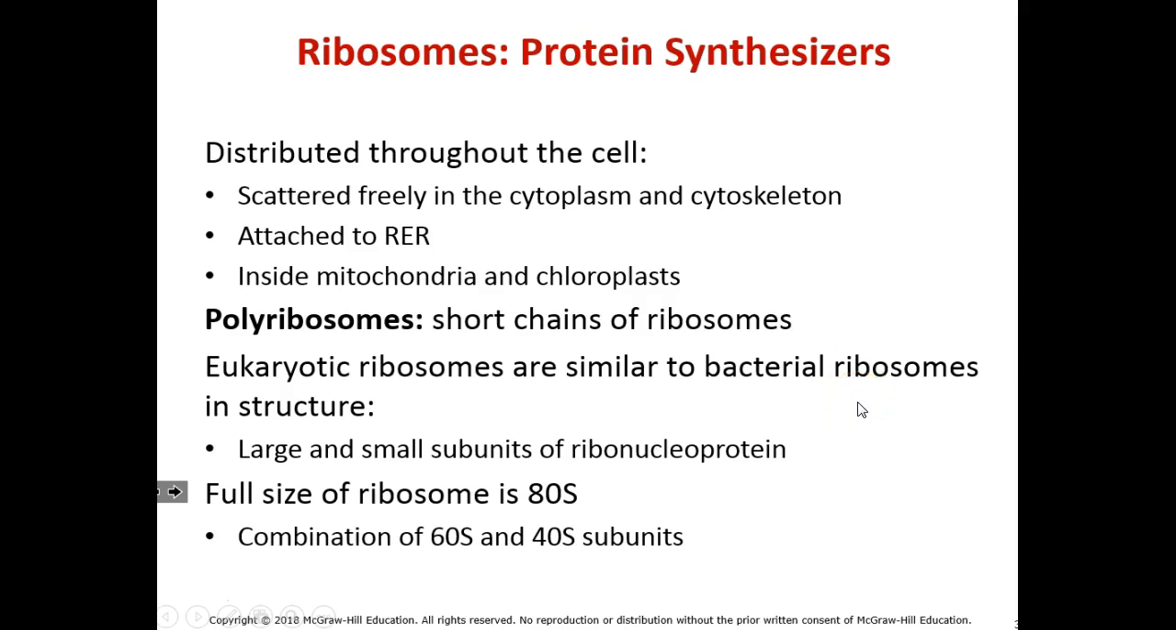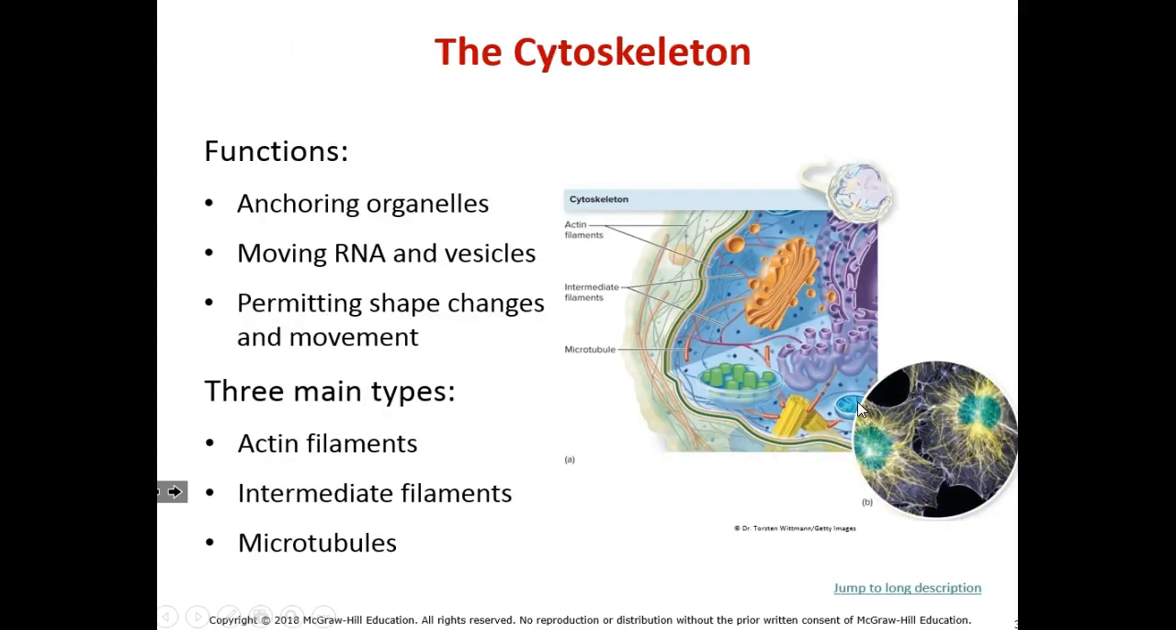Ribosomes are protein synthesizers. Polyribosomes are short chains of ribosomes. The full size of ribosomes is 80S, and that's a combination of the 60S and the 40S subunits. Here we have the cytoskeleton, and its function is to anchor the organelles, move RNA in vesicles, and permit shape changes and movement. There are three main parts of the cytoskeleton: actin filaments, intermediate filaments, and microtubules.